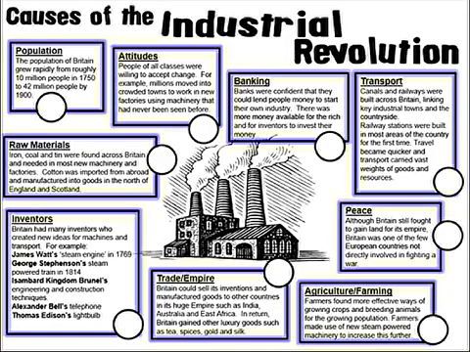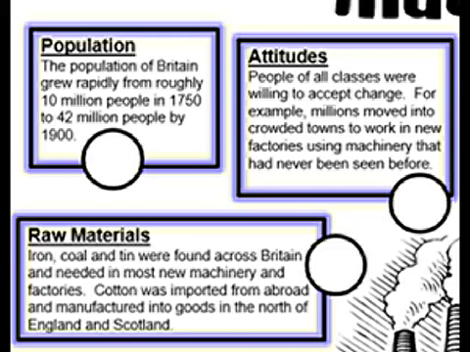Now let us focus on the causes of the Industrial Revolution one by one. First, the dramatic increase in the population of Britain. The population grew from 10 to 42 million people in just a century and a half. So there was a need, an urgent need for larger production.